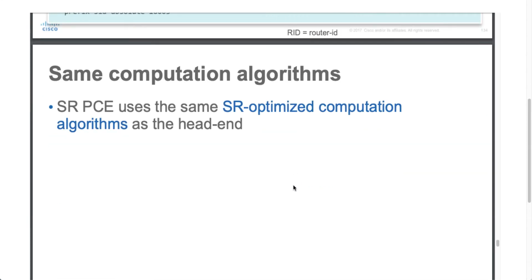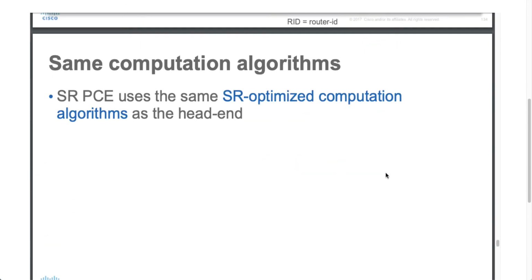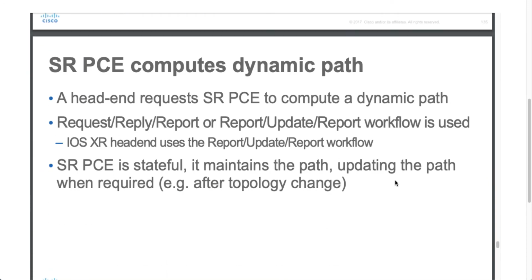And again, that's what we just went through, that SR-PCE primarily uses the same SR optimized computation algorithm as the head end. But now instead of the head end doing the whole heavy lifting, we have offloaded that work to another component or another router in the domain, and that router is your SR-PCE. Now your SR-PCE computes the dynamic path. A head end requests SR-PCE to compute a dynamic path.